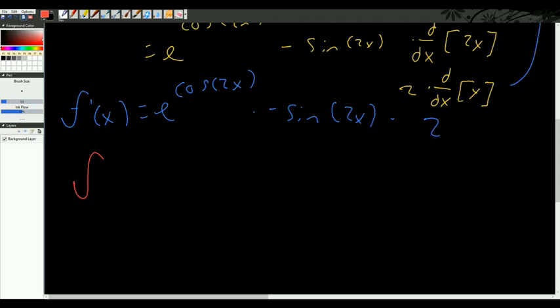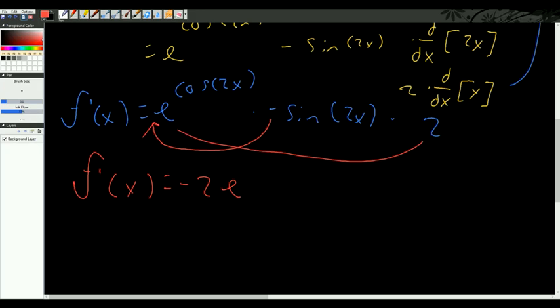So f prime of x is equal to, let's just do negative 2e, and of course we just move this negative sign here, we move the 2 here, it's easier to read like that, nothing crazy. So we have negative 2e to the power of cosine of 2x times the sine of 2x. Alright, so that's pretty good.